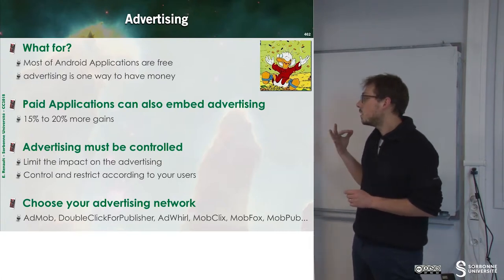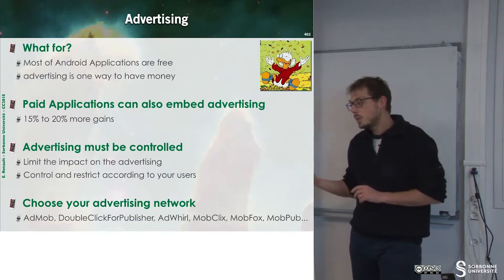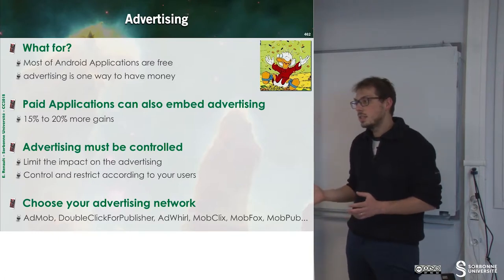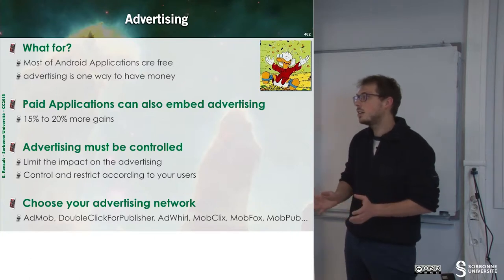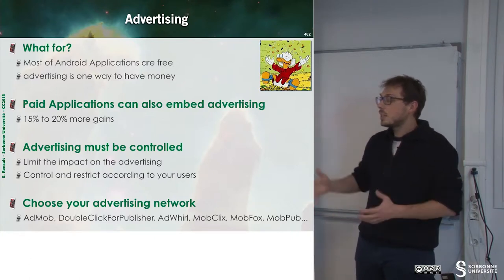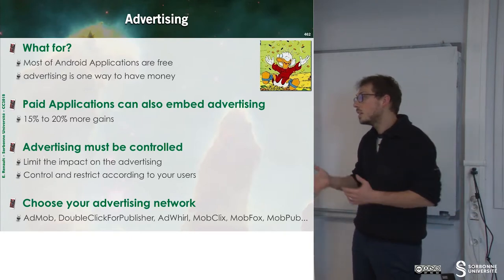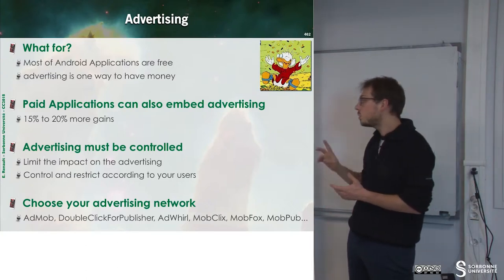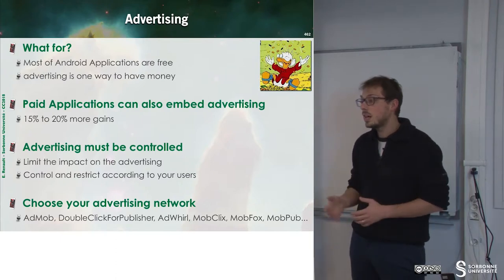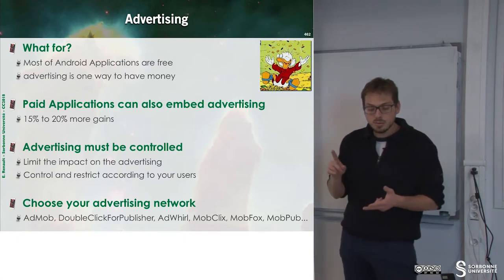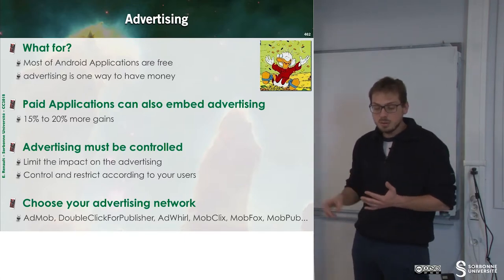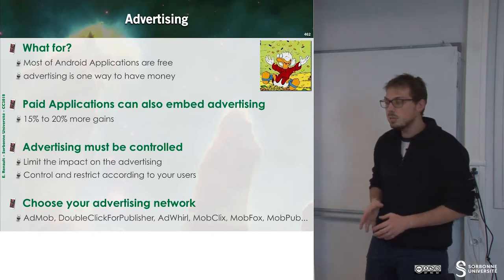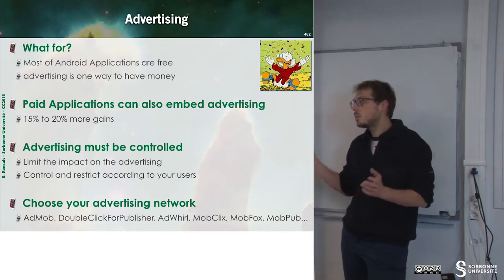Okay? So the problem with advertising is that we have to have control over the content. For instance, if you develop a game for children, you don't want a Tinder ad or something like that to appear. So you have to restrict the access of your advertising, and moreover, you have to choose your advertising network. There are a lot of advertising networks: AdMob, DoubleClick for Publishers, AdWire, MobClix, and so on. I will just focus on one of these networks, but you can consider that all the other networks work the same.